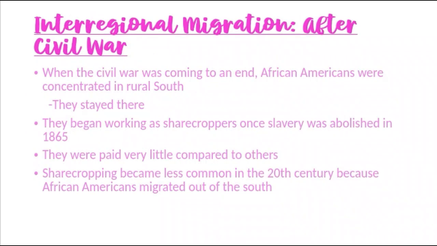Interregional migration after the Civil War. Once the Civil War was coming to an end, African Americans were concentrated in the rural South and stayed there. They began working as sharecroppers when slavery was abolished in 1865. Even though slavery was already abolished, they were paid very little compared to other workers. Sharecropping became less common in the 20th century because African Americans migrated out of the South.